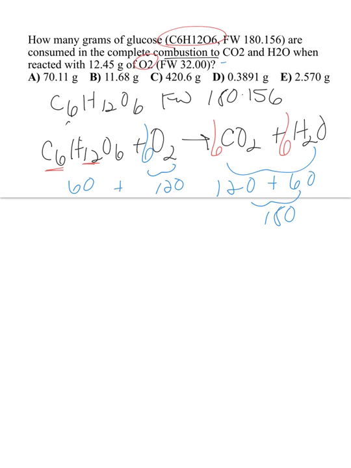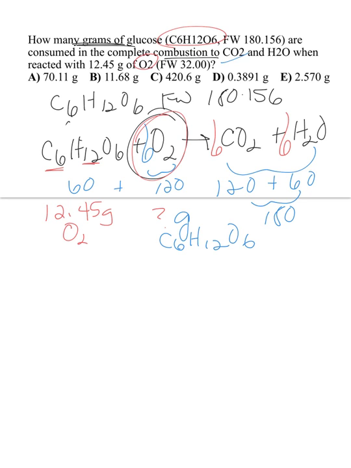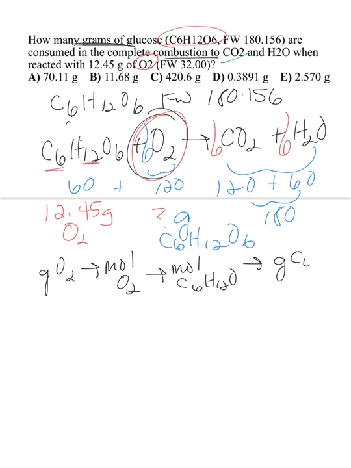So the first thing you have to do is have a balanced equation because it's asking for grams of glucose, and you're starting with the amount of oxygen. They're giving you 12.45 grams of oxygen, and it's asking for grams of glucose, so you're going to have to do the mole-to-mole bridge. So you want to go from grams of oxygen to moles of oxygen to moles of glucose to grams of glucose.